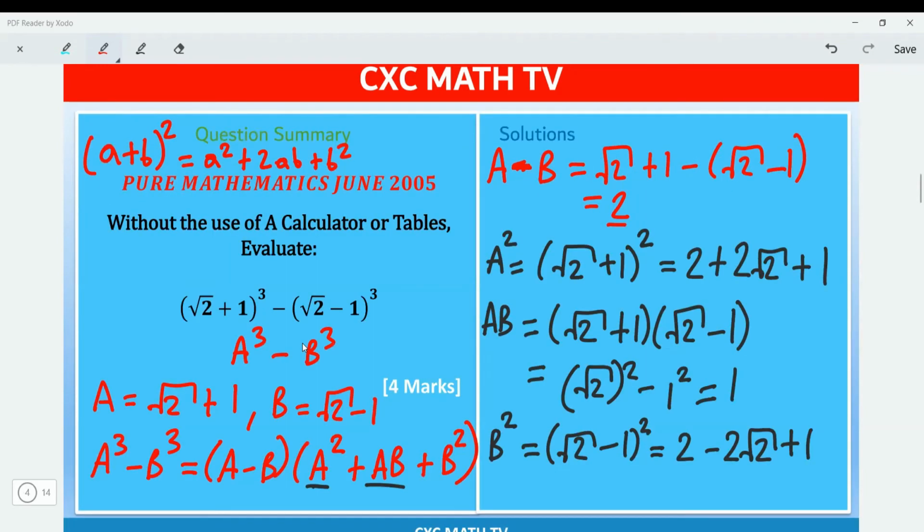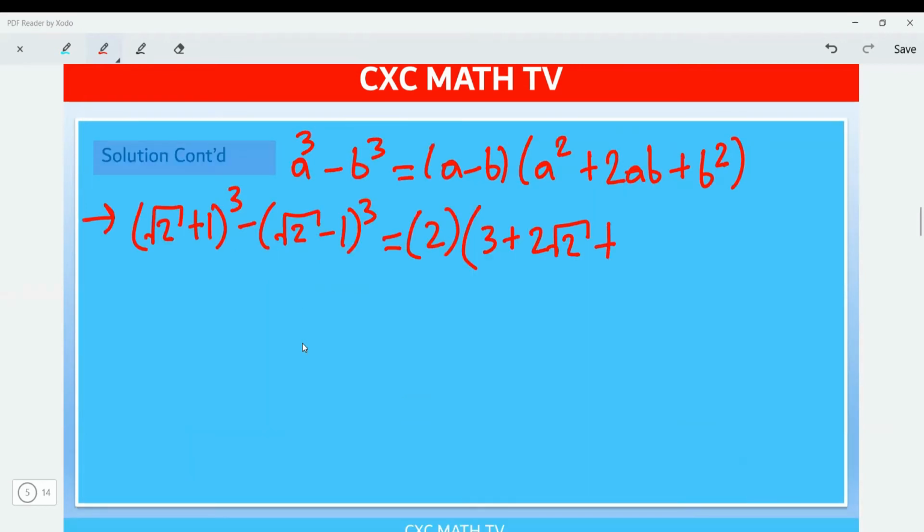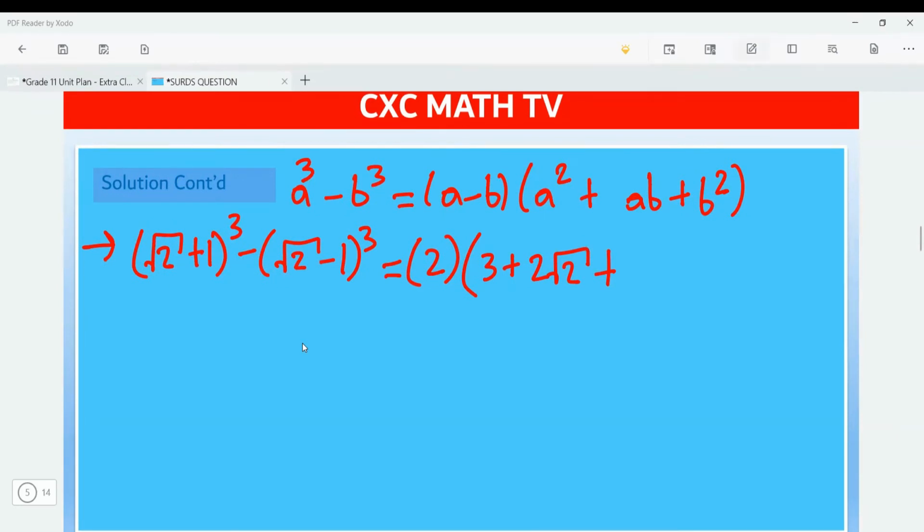I wrote 2ab right here. My apologies, this is just ab. All right, let's fix that. I don't know why 2 came in the middle there. I was thinking about twice the product of the 2. Right here, there should not be any 2. All right, so we got rid of the 2 right there.